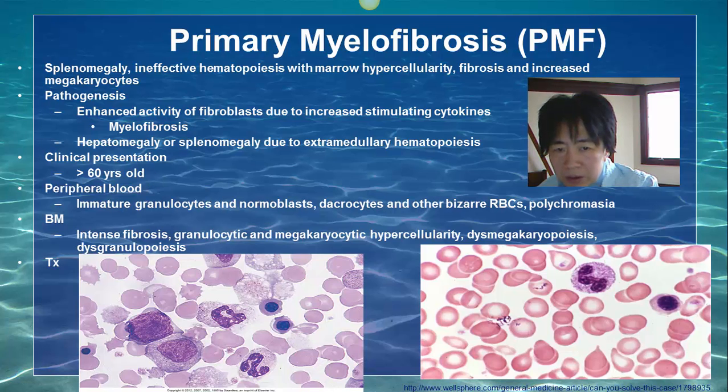Peripheral blood film shows teardrop red cells, as shown in the image on the right. Nucleated red cells are seen in both images, as well as immature granulocytes. Two immature myeloid cells are seen in the image on the left. You can also see giant platelets. Bone marrow examination shows intense fibrosis, granulocytic and megakaryocytic hypercellularity, dysmegakaryopoiesis, and dysgranulopoiesis. Treatment can be very diverse depending on the patients.